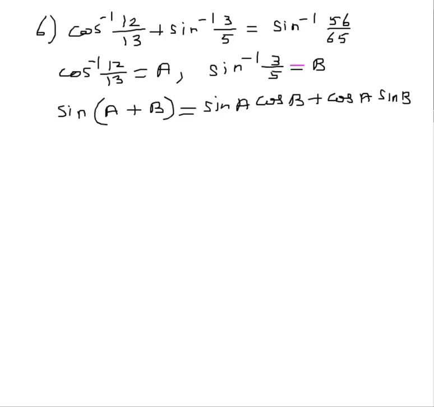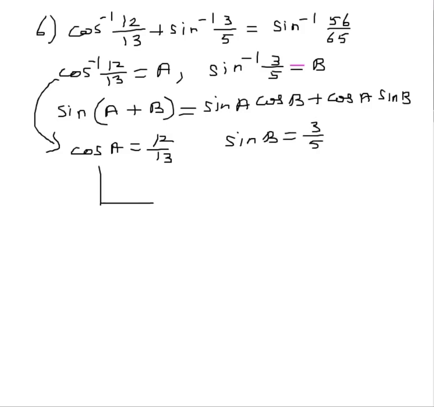Now we will use triangle method. So from this, cos A is 12 by 13, and from this sin B is 3 by 5. So using triangle method, we can calculate sin A. Cos is adjacent by hypotenuse, therefore opposite side is 5. And here also triangle method. Sin is opposite by hypotenuse, so adjacent side will be 4.